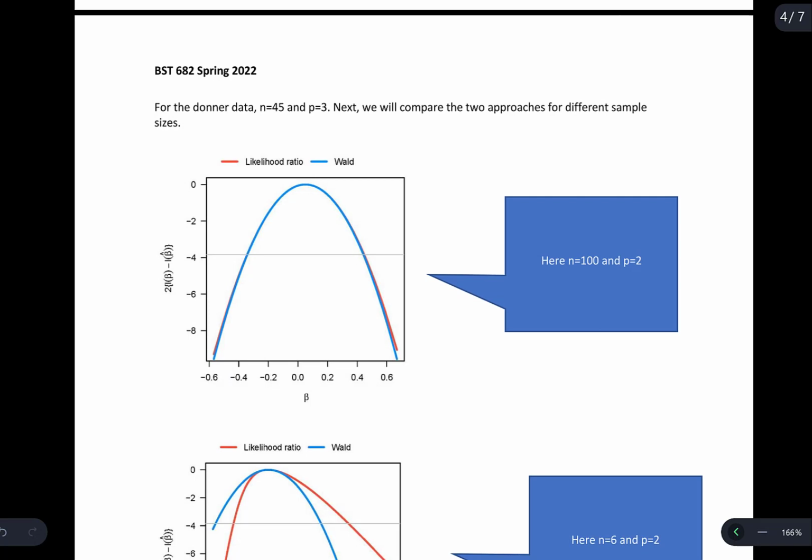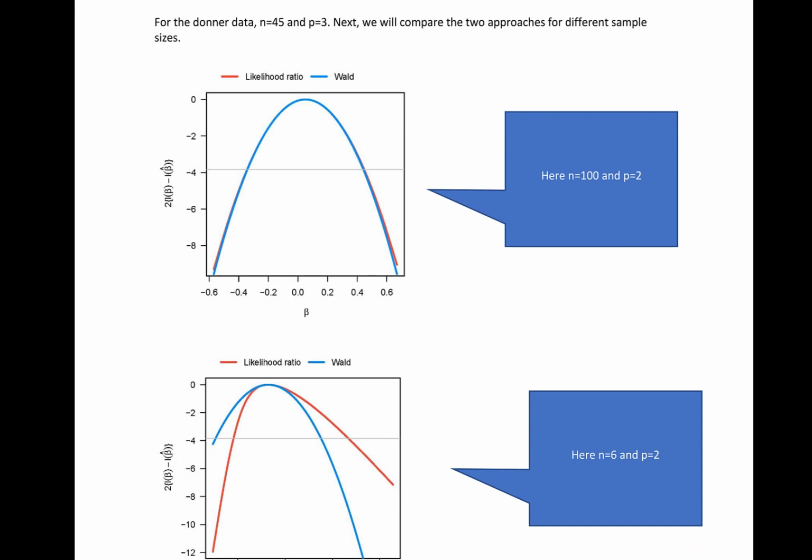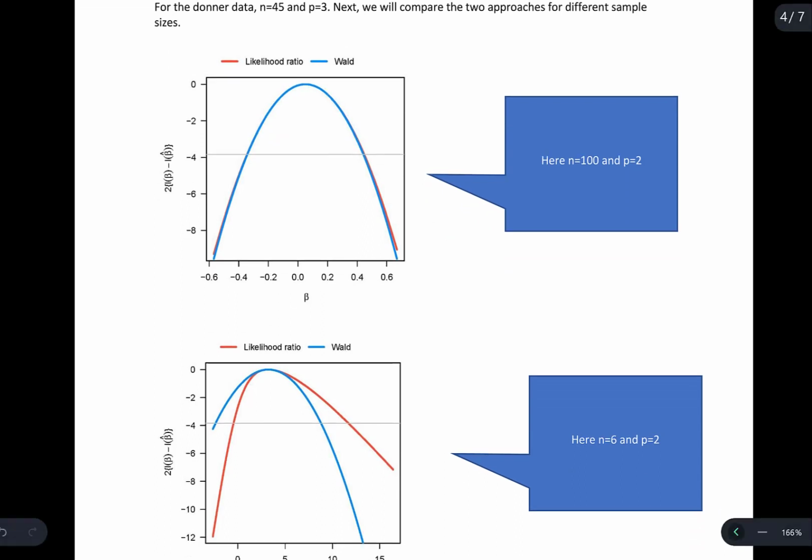Now for the Donner data, we only had 45 observations and we had p equal to 3, again because we had 3 different coefficients. Now let's compare what these approaches would look like if we had different sample sizes. Instead of 45 people, what would happen if we had less than 45 or more than 45? Here we'll just assume p equals 2 for simplicity for this illustration, but you would see similar things with p equal to other values.